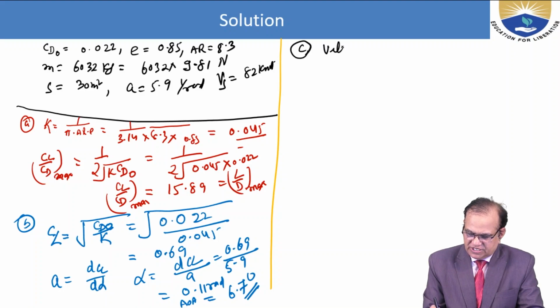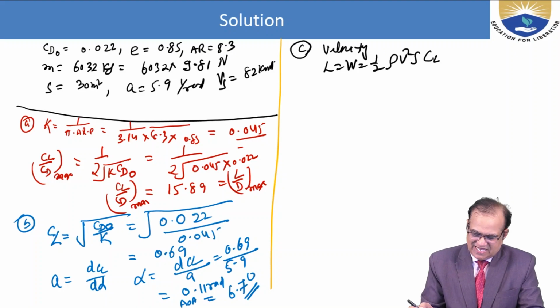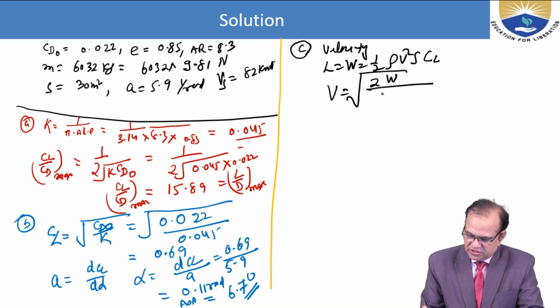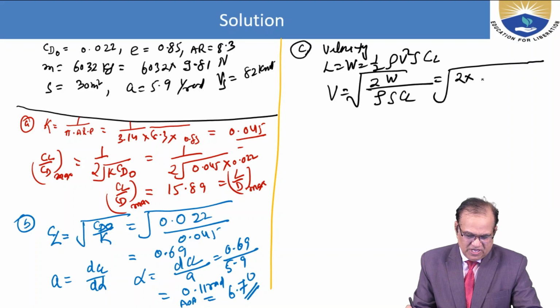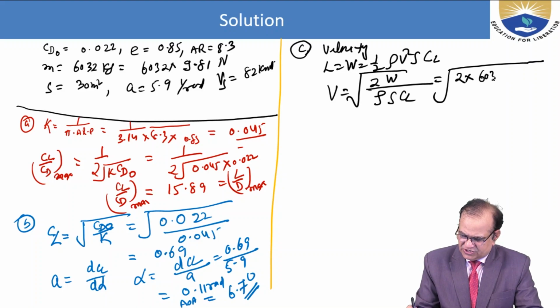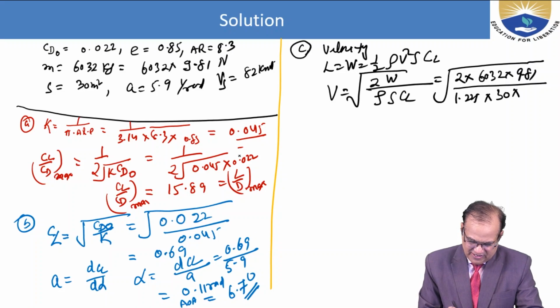So this velocity, we know that lift is equal to weight, and this lift is equal to half rho V square S CL. So V is equal to square root of 2 W divided by rho S CL. So all the values we know. 2 into weight, where mass is 6032, into 9.81. Rho is equal to 1.225, into area 30, and CL we have got here.